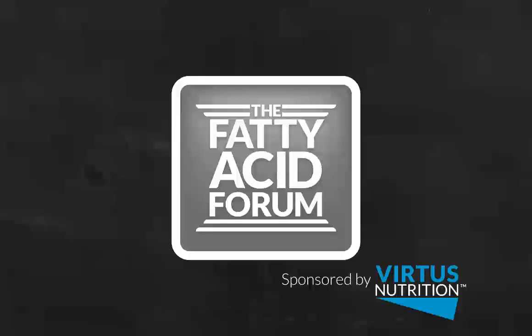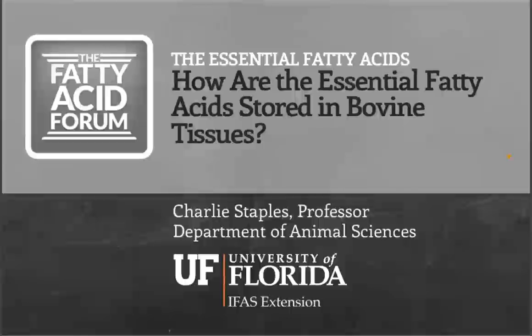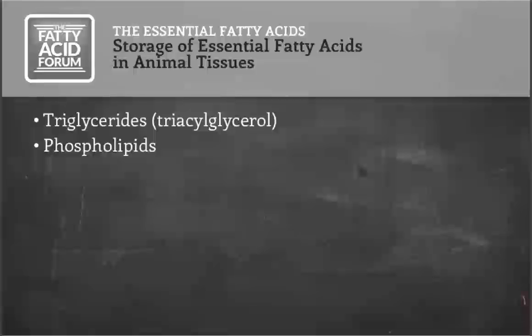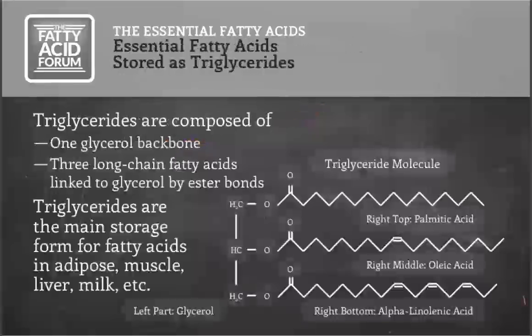In our continuing webinar on essential fatty acids, today we're asking the question, how are the essential fatty acids stored in bovine tissue? Essential fatty acids are stored in animal tissue in either a triglyceride form or a phospholipid form. First, we'll consider the triglyceride storage form.